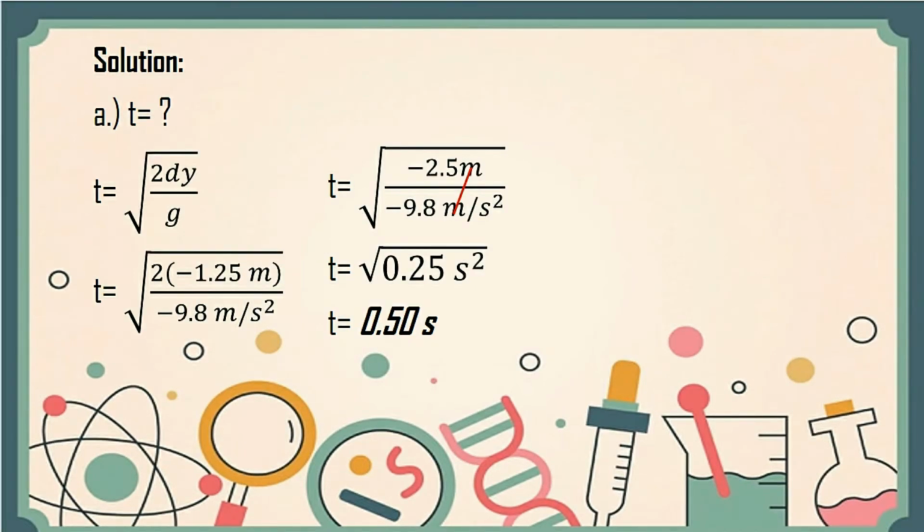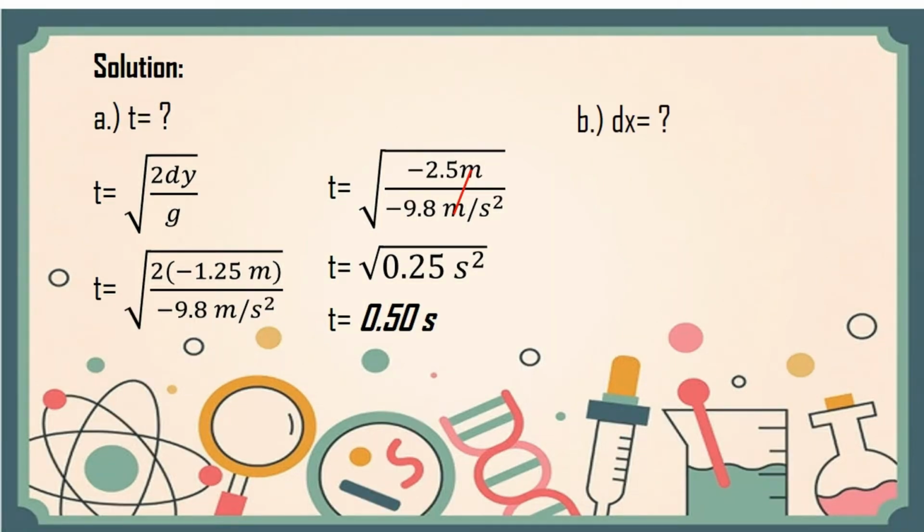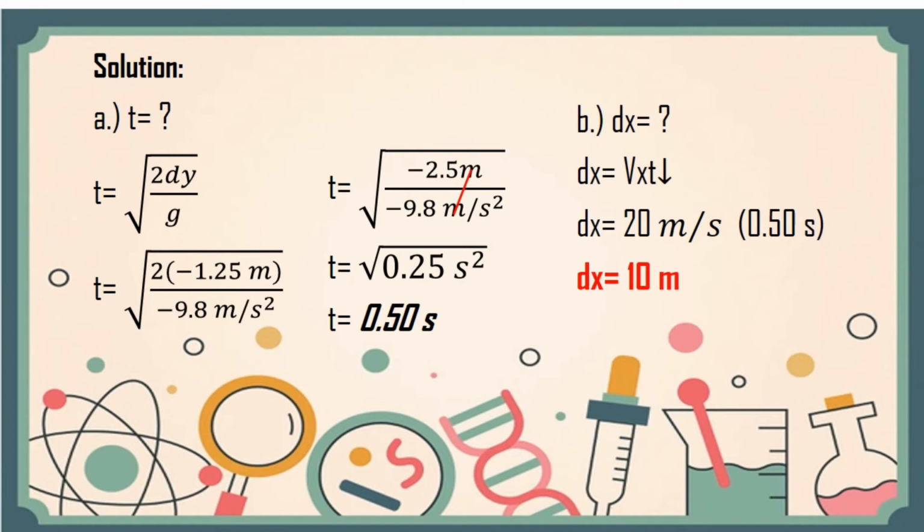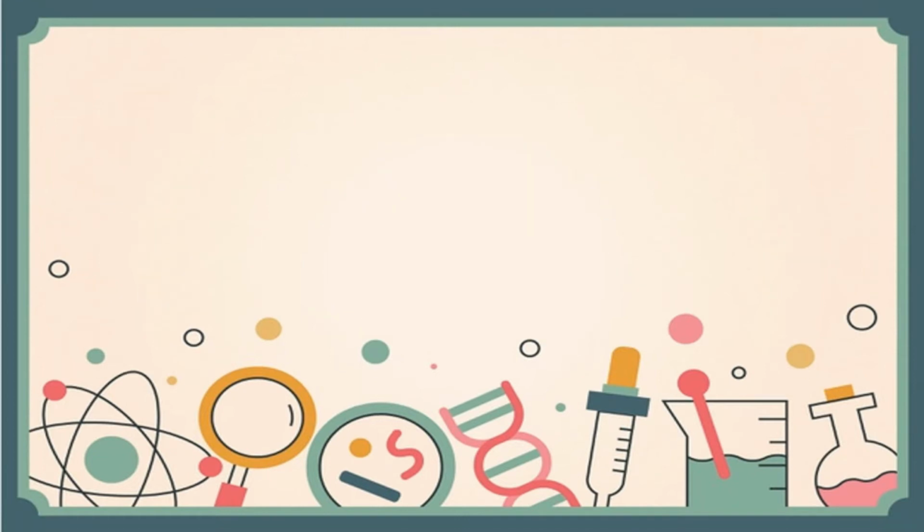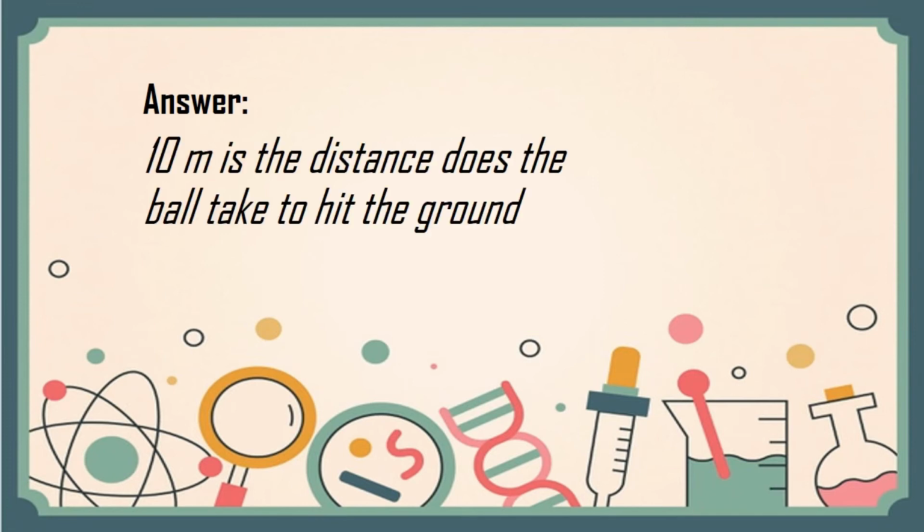After solving the time, we will now solve dx using the equation dx is equal to vx times t, then substitute again. dx is equal to 20 meters per second times 0.50 seconds, and the answer is 10 meters. For the final answer, it will be 10 meters for the distance for the ball to hit the ground.